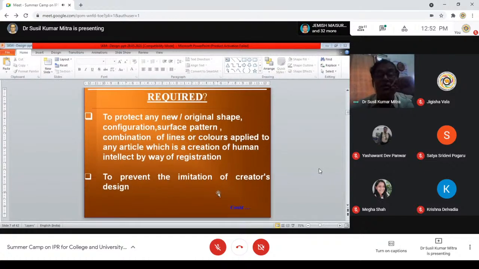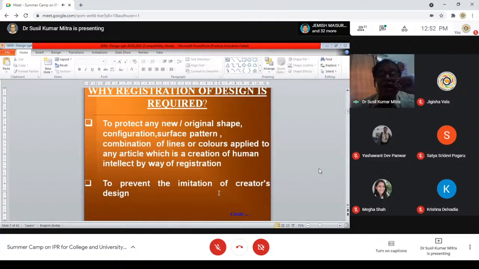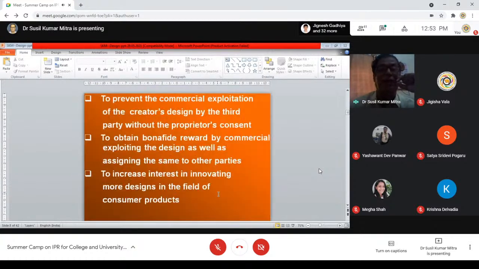So registration is a must, and the requirement is to protect any new original shape, configuration, surface pattern, combination of lines. It is very essential, because everything is your feature, and that feature you are applying to the market article. The benefit is to prevent commercial exploitation of the creator's design by a third party without the proprietor's consent, to obtain a bona fide reward for commercial exploitation, and to increase interest in innovating more designs in the field of consumer products, particularly when you are getting a reward in the form of a monopoly right and licensing your right, to make the product more and get market leadership.